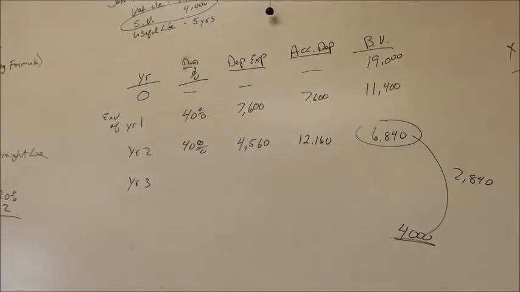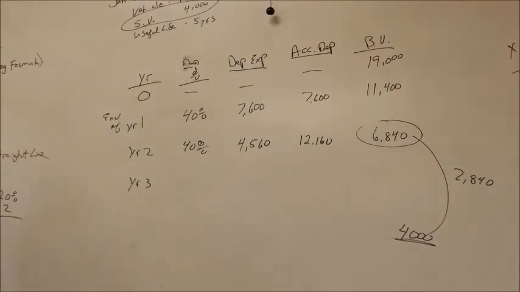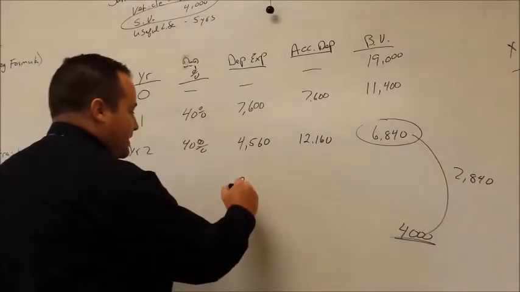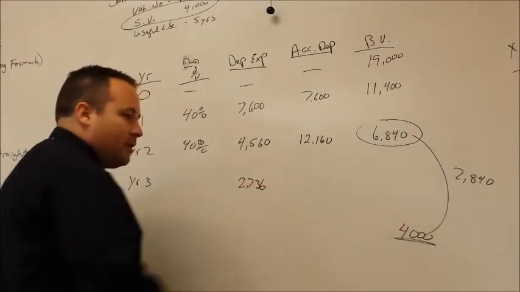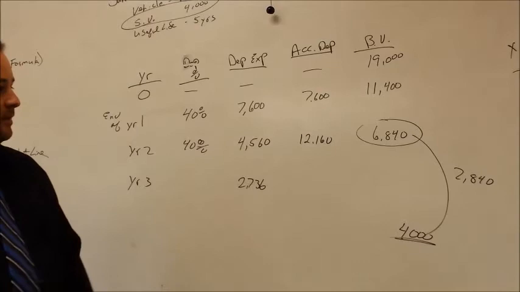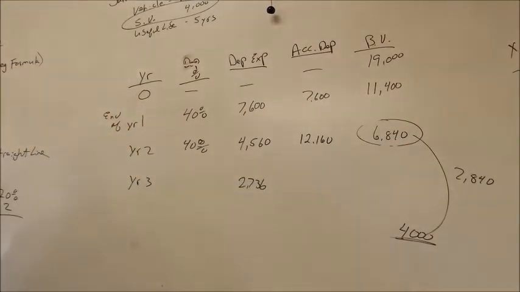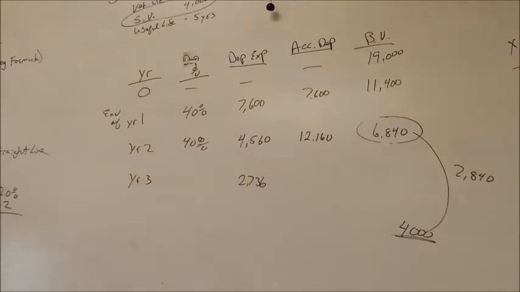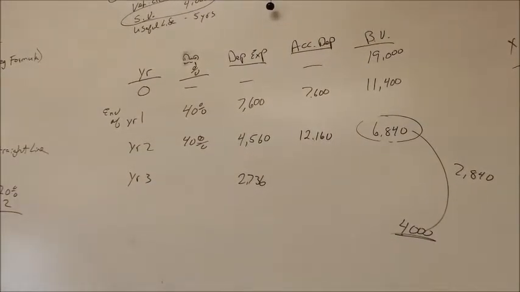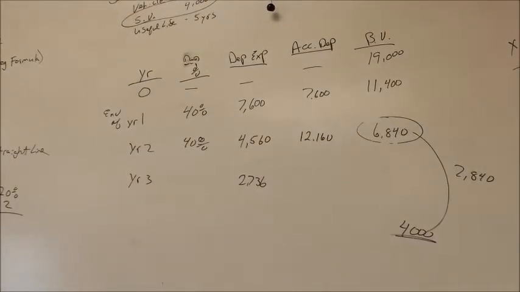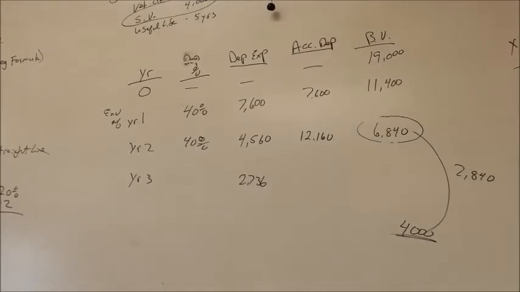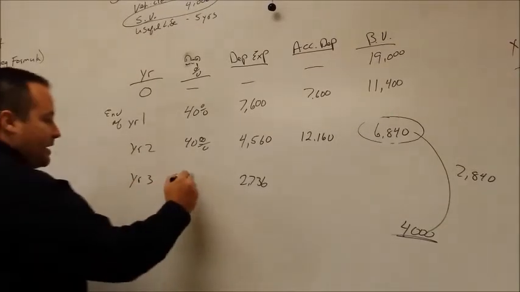What is it? 2,736. Yeah, 2,736. It's just below the cutoff. If you took 6,840 times 40%, we almost got there, but we didn't, so we can use it all. I can use all 40% again.